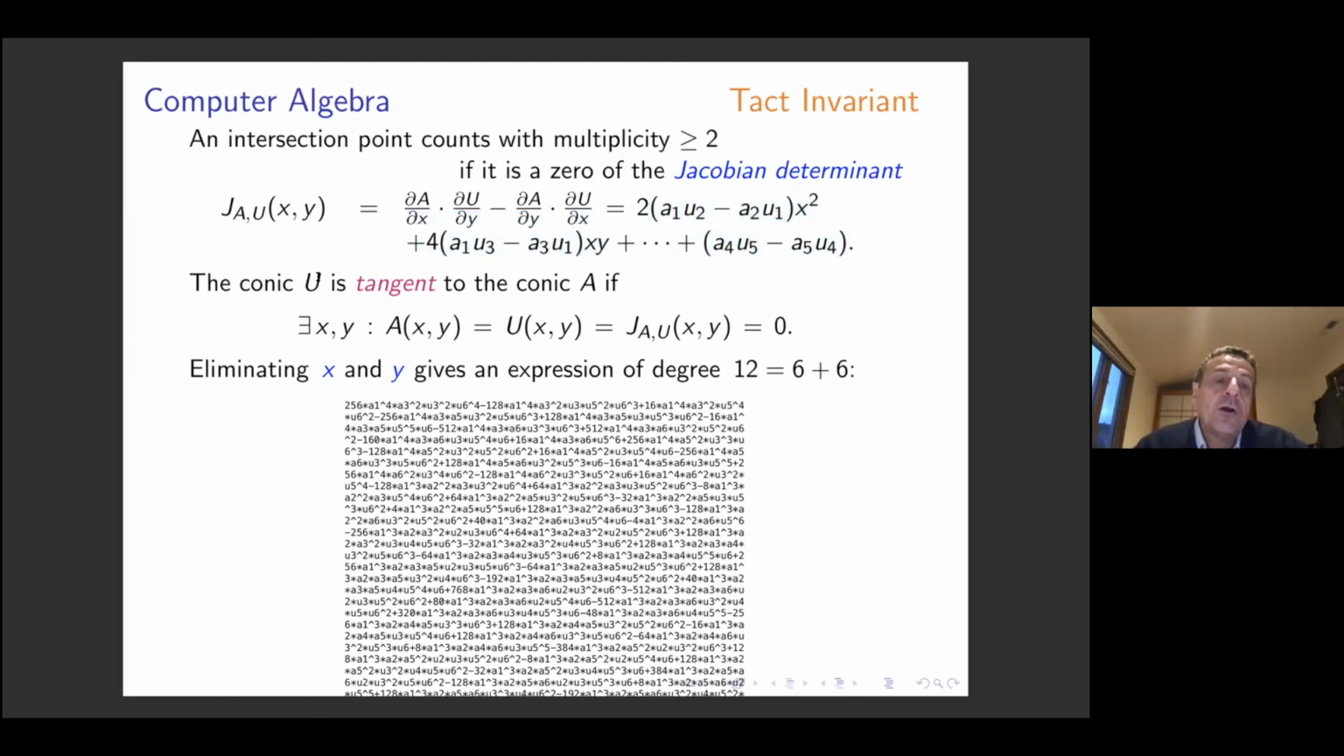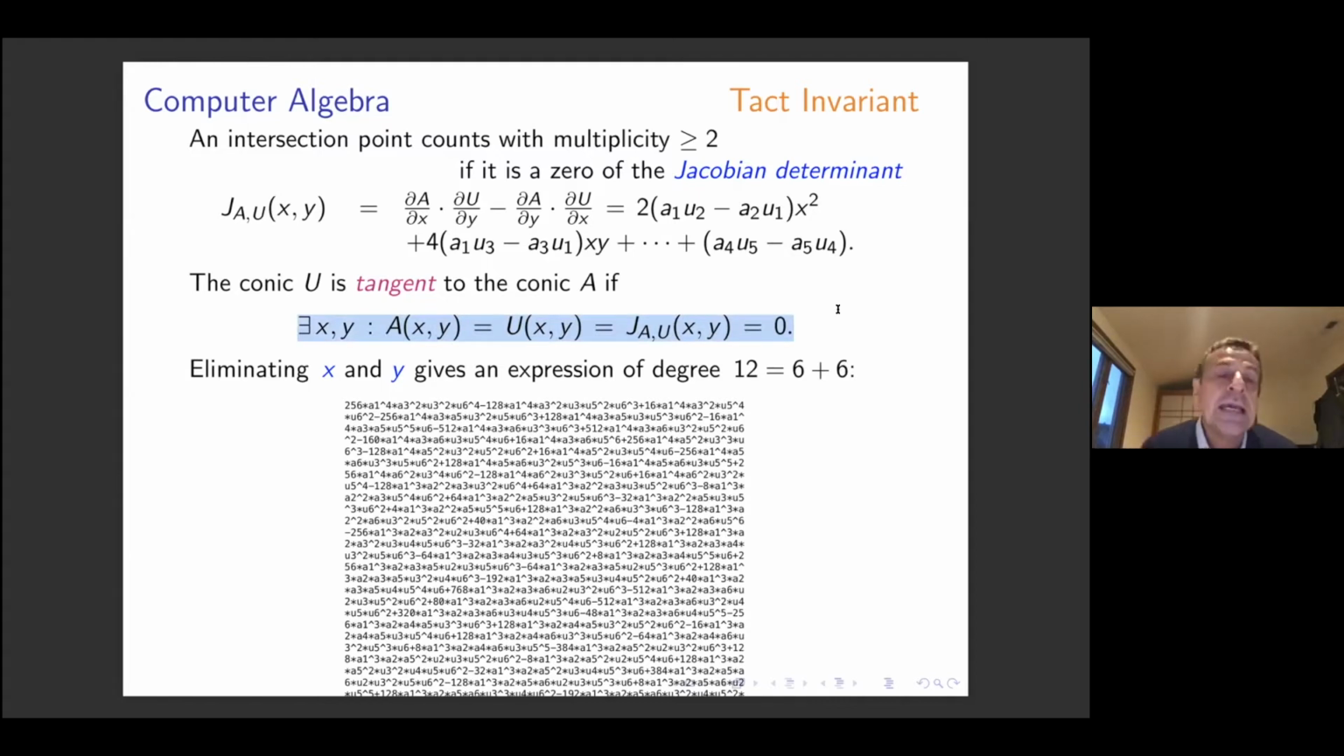Those coefficients now depend on the old coefficients as indicated. And then the conic U is tangent to the conic A if there exists a point x, y, such that this system of 3 quadratic equations in 2 unknowns is satisfied. So it is an overconstrained system of 3 equations in 2 variables. Now, of course, this statement is existentially quantified, right? We're saying there exist x and y.